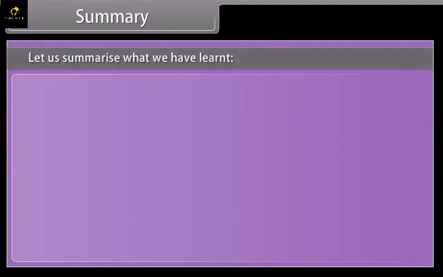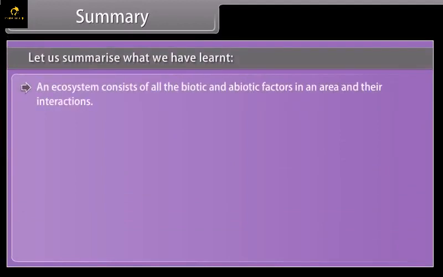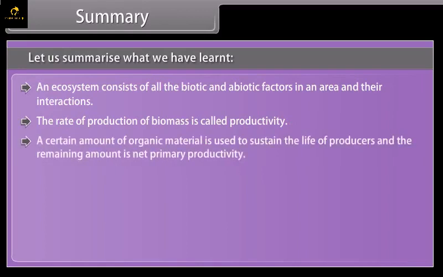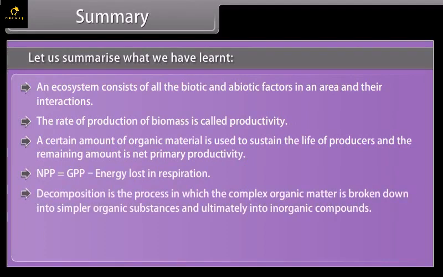Summary. Let us summarize what we have learned so far. An ecosystem consists of all the biotic and abiotic factors in an area and their interactions. The rate of production of biomass is called productivity. A certain amount of organic material is used to sustain the life of producers, and the remaining amount is net primary productivity. NPP is equal to GPP minus energy lost in respiration.